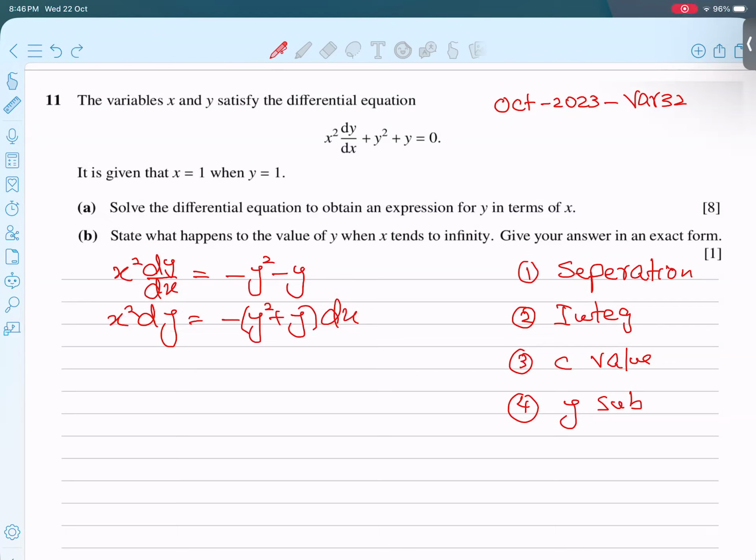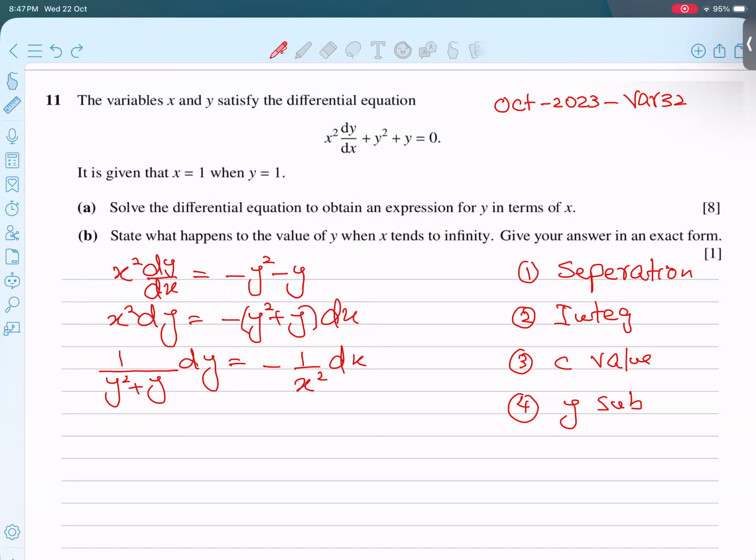Now I'll shift. This will go under it and this will go under it. So I can write 1 over y square plus y dy equals negative 1 over x square dx. Now you may ask why not shift the negative to the left side? Because our subject is y, and we try to reduce the burden of extra variables, numbers and signs, so we shift it to the right hand side. So the first job, separation of the variables, is done.